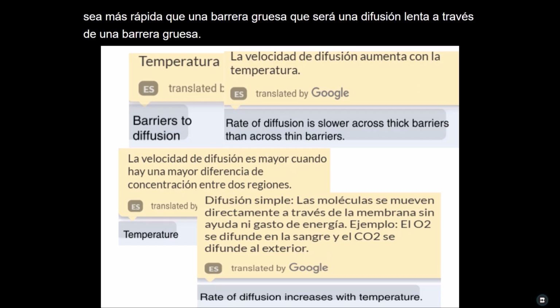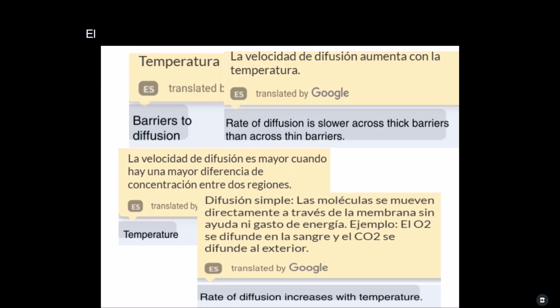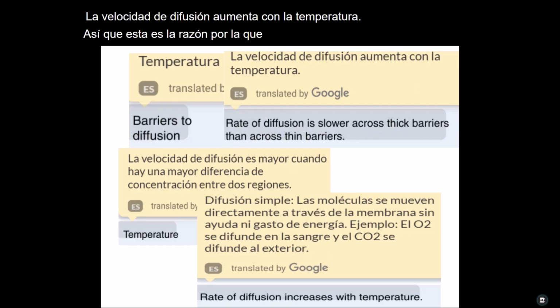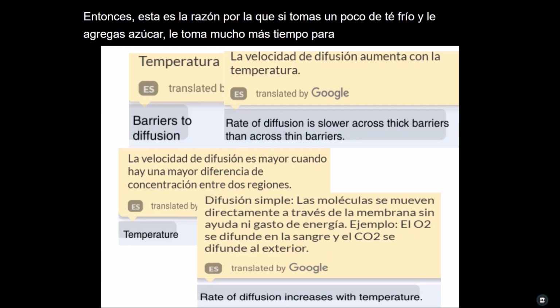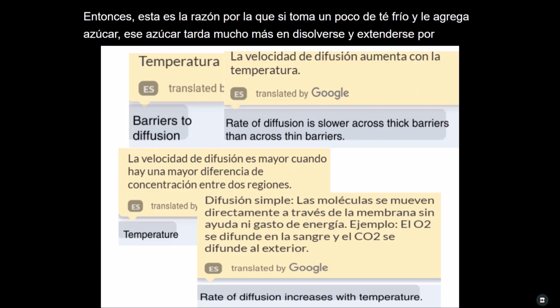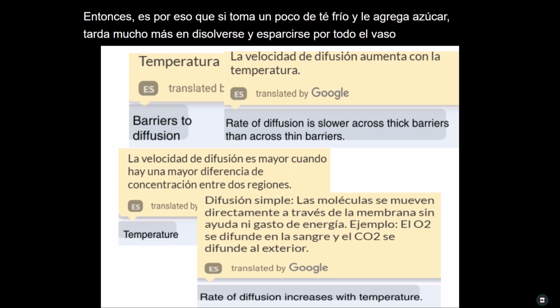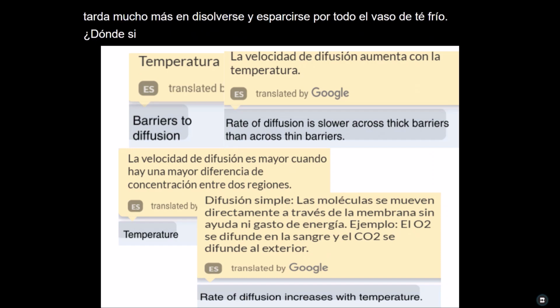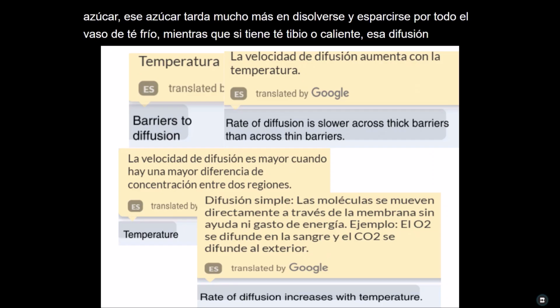The next factor that affects diffusion is temperature. The rate of diffusion increases with temperature. This is why if you have some cold tea and you add sugar to it, it takes a lot longer for that sugar to dissolve and spread throughout the glass of cold tea. If you have tea that is warm or hot, that diffusion will happen at a faster rate.